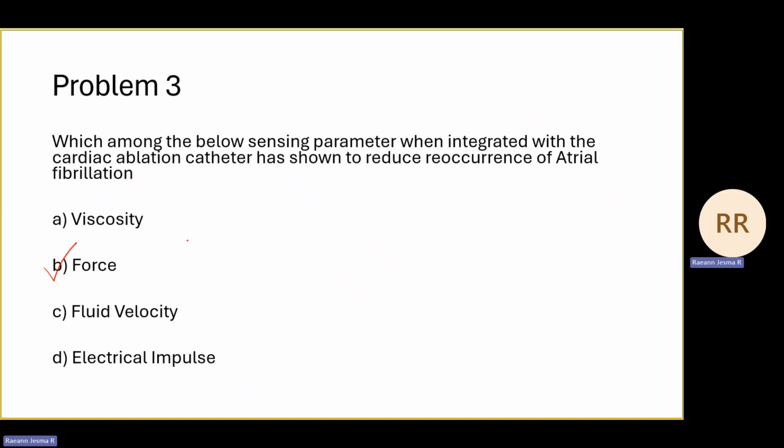Like if we do this ablation without any contact force sensing, then it can increase the complication, and also it can reduce the success rate. So that's why, by having a catheter which is also able to measure the force applied to the heart tissue, we can precisely control how much force we want to give to the tissue, so that we can do the ablation properly.